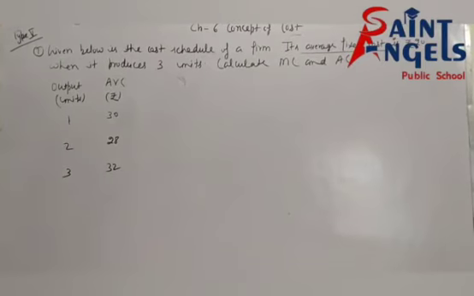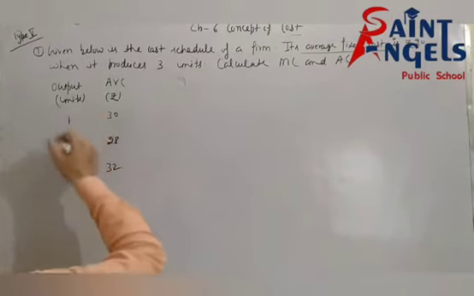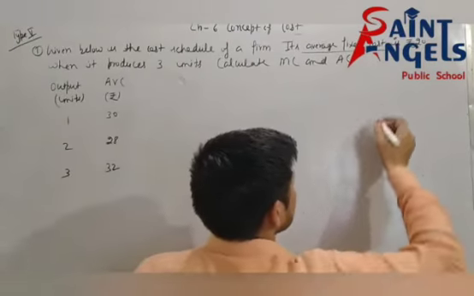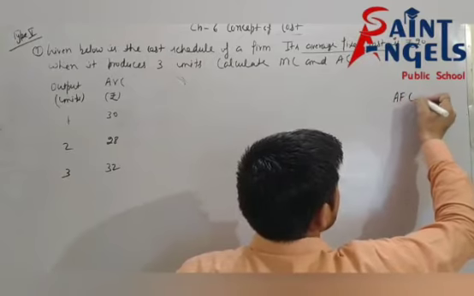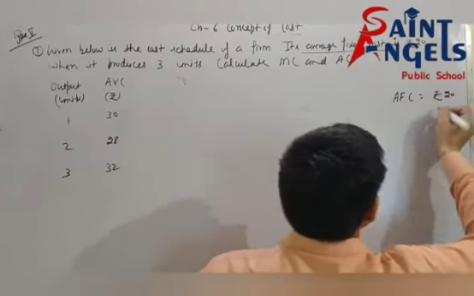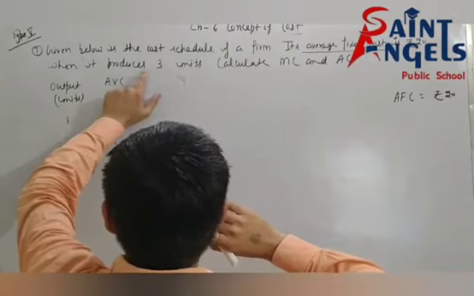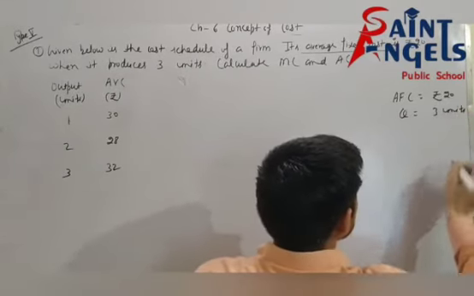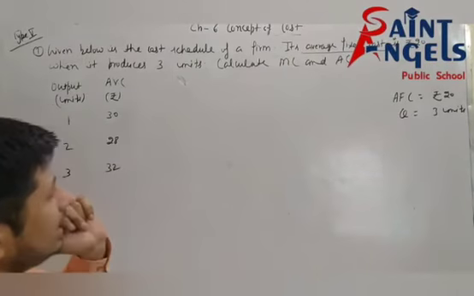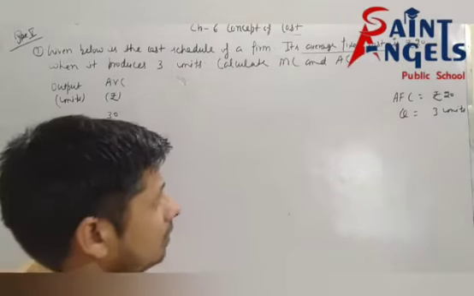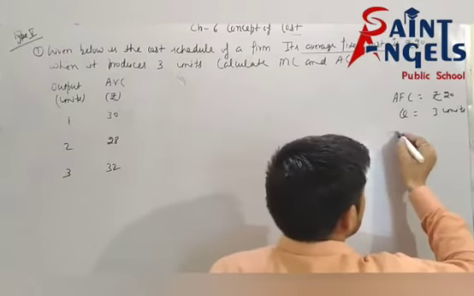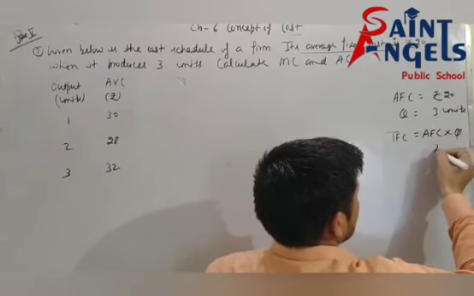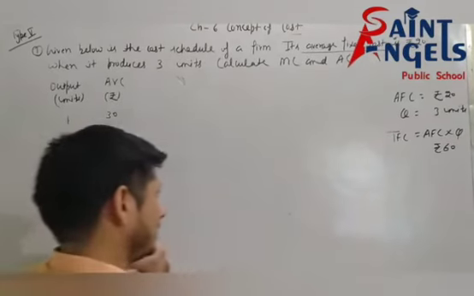See next type. Given below is the cost schedule of a firm. Its average fixed cost is rupee 20. Means AFC is equal to rupee 20 when it produces 3 units, means Q is equal to 3 units. So calculate MC and AC. Again, first of all, you will calculate TFC. And what is the formula of TFC? According to this, AFC into Q. So TFC will be equal to rupee 60.